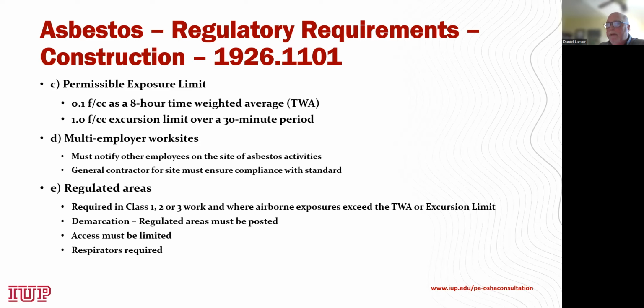There's also a requirement for regulated areas. A regulated area is required in class 1, 2, or 3 work, or where asbestos airborne exposures exceed the TWA or excursion limit. Regulated areas must be properly posted to identify where the hazards are, so that other employees can be notified. You have to limit access, and of course, in a regulated area, respirators and the proper personal protective equipment are required.